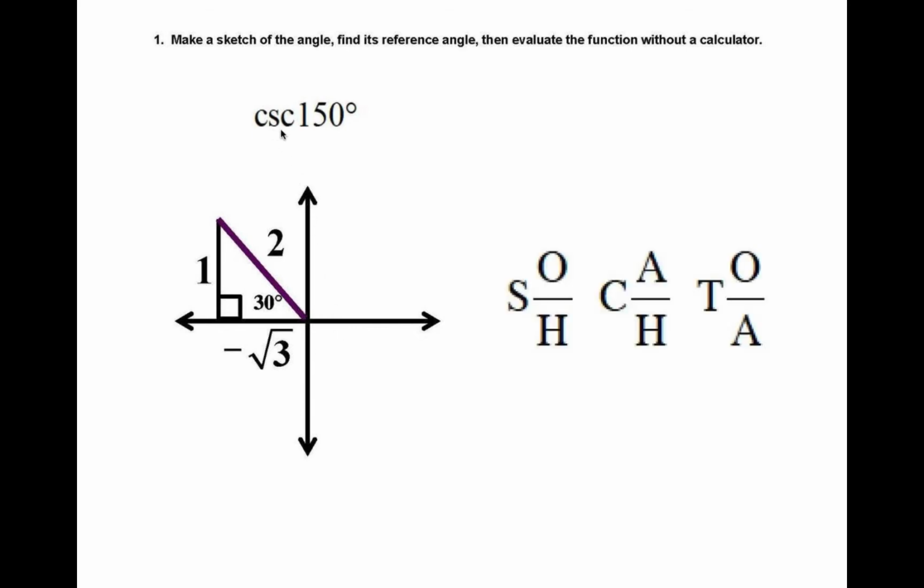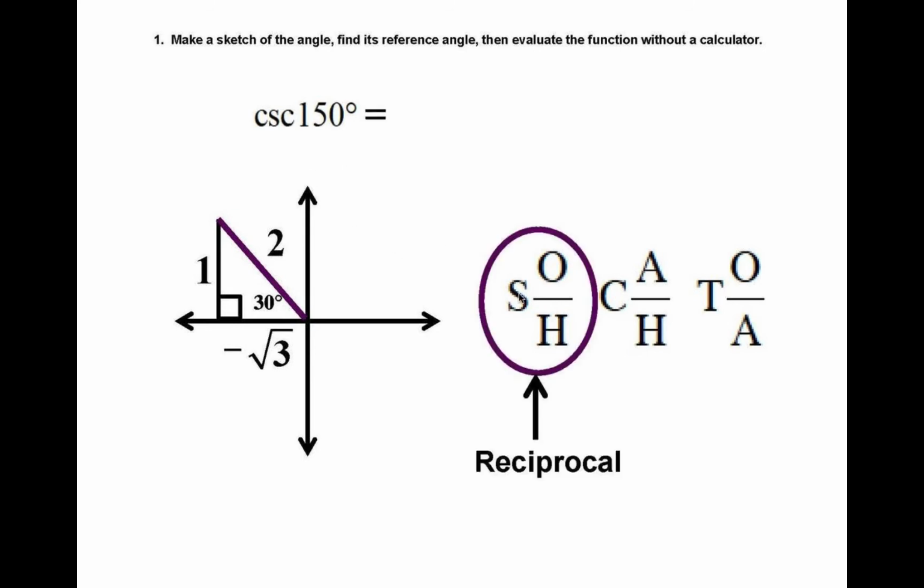Cosecant is the reciprocal of sine. Remember, they're backwards from each other. So this is hypotenuse over opposite. So the hypotenuse is 2. Opposite the reference angle is 1. 2 divided by 1 is 2.